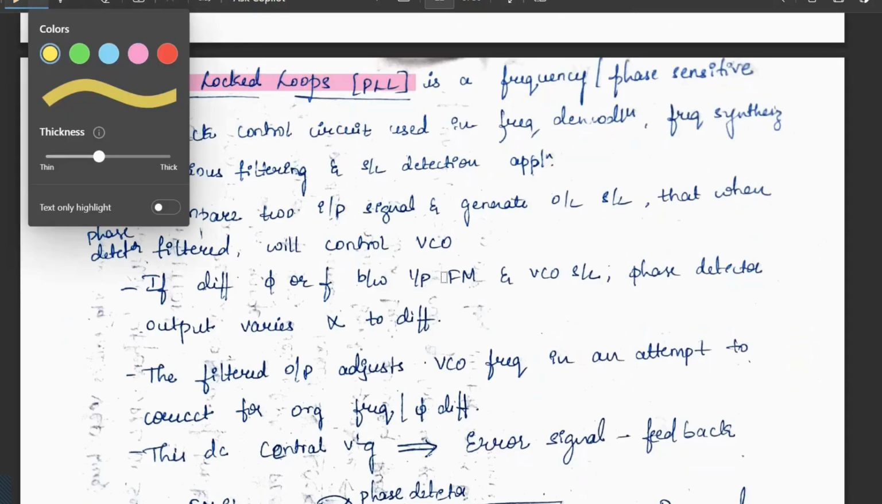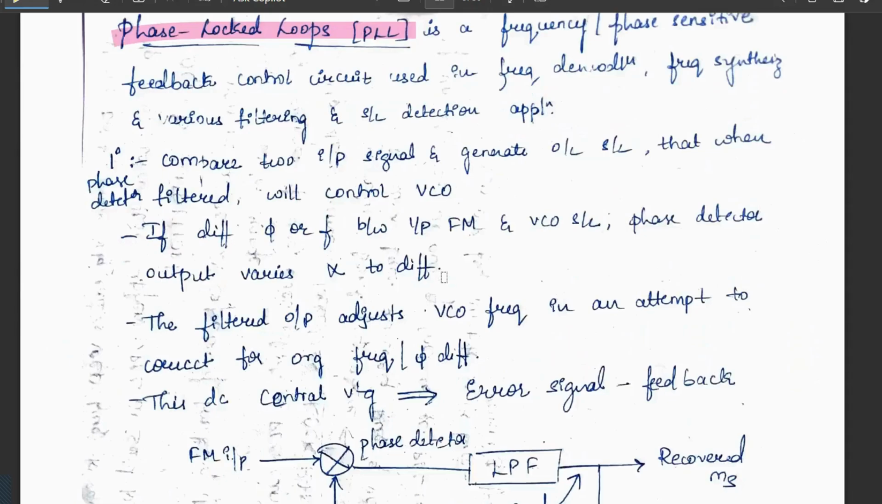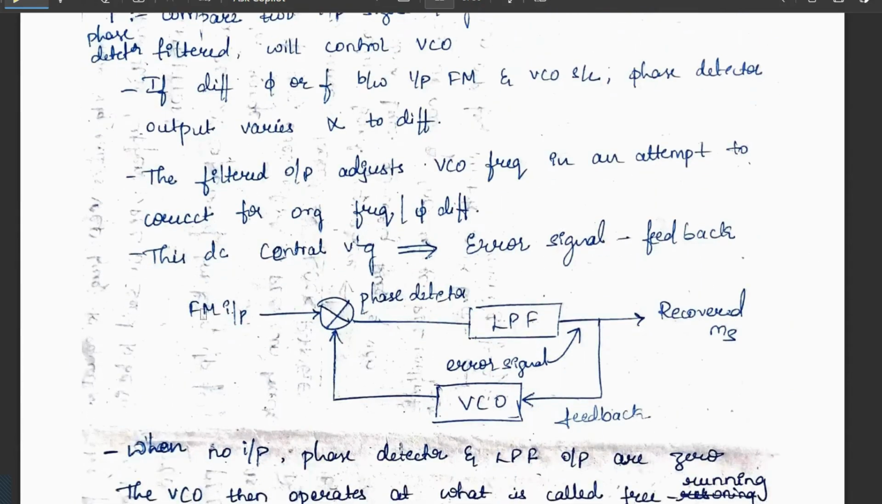PLL. This is a frequency and phase sensitive feedback control circuit used in frequency demodulation, frequency synthesis, and various filtering and signal detection applications. Here is our circuit. We are giving an FM input here, and we have a phase detector and a low pass filter. Our error signal is given and we get a recovered message signal. Also, a feedback is sent to the VCO and it is sent to the phase detector.